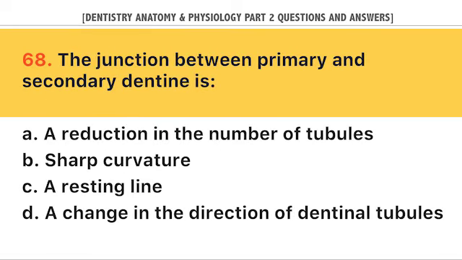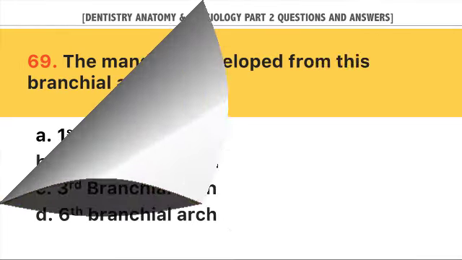The junction between primary and secondary dentin is: A. A reduction in the number of tubules, B. Sharp curvature, C. A resting line, D. A change in the direction of the dentinal tubules. Answer D. A change in the direction of dentinal tubules.